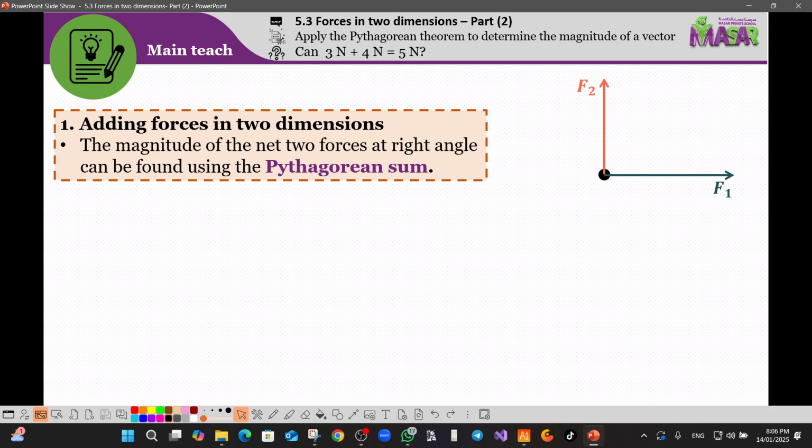In this lesson, we will continue with lesson 5.3, Forces in Two Dimensions, Part 2. We will explain the concepts and solve related questions and applications.